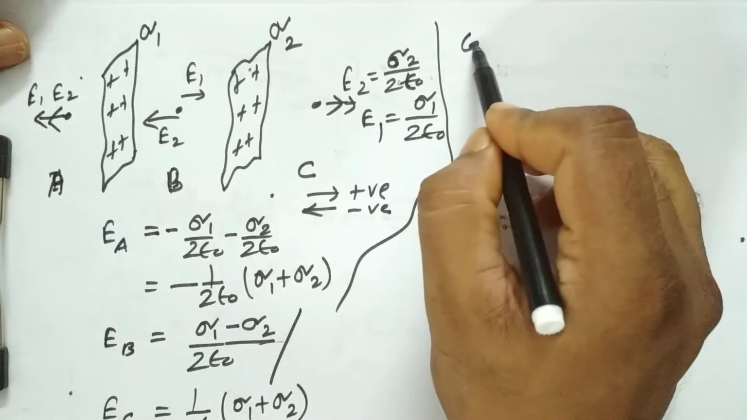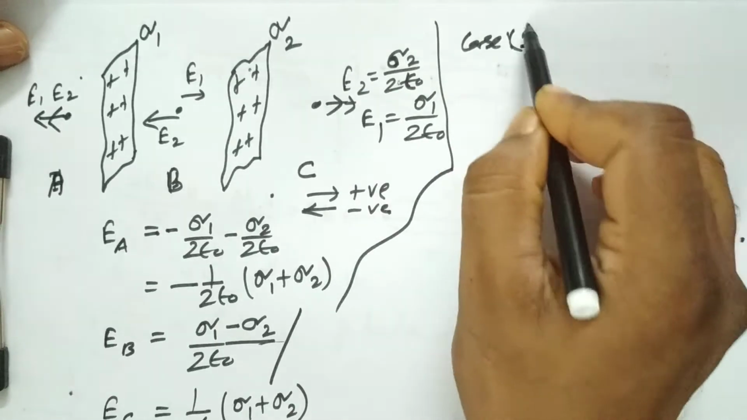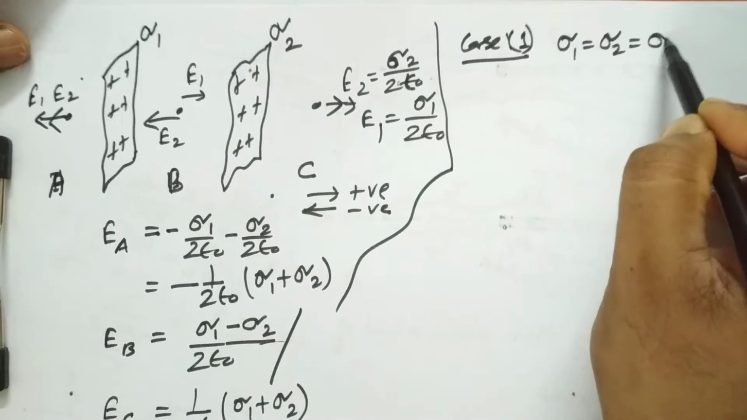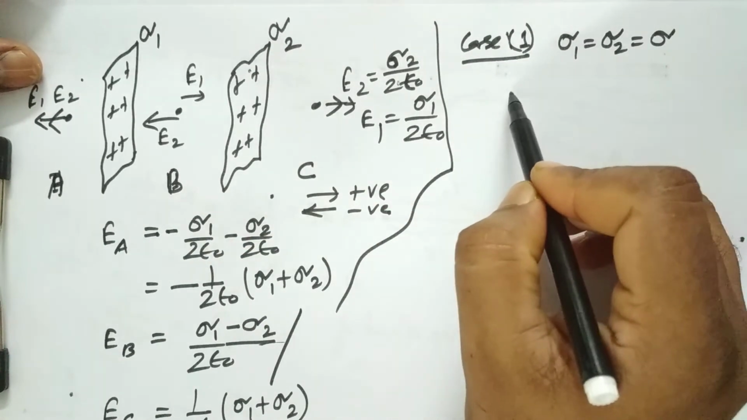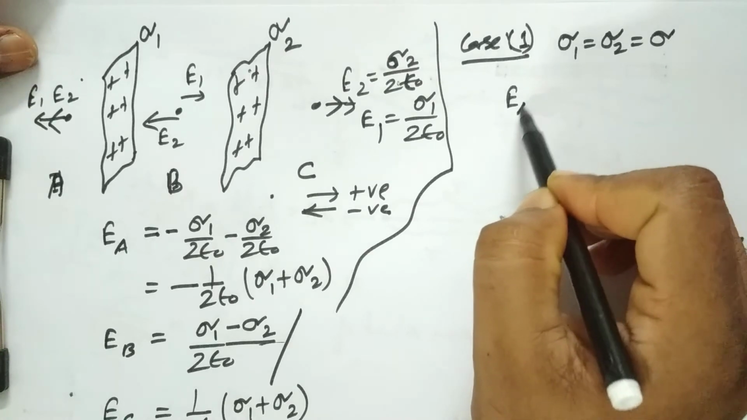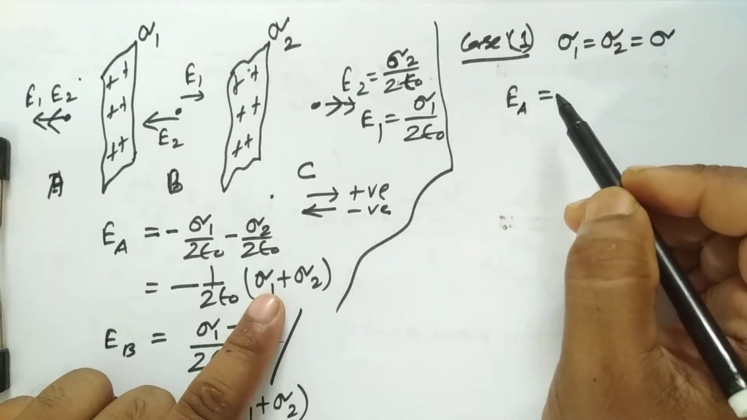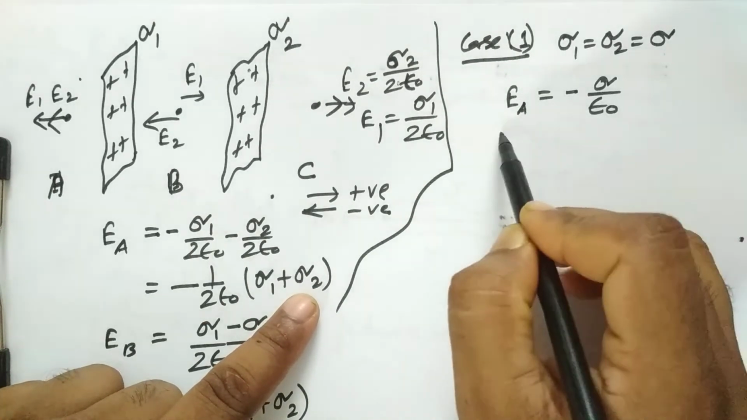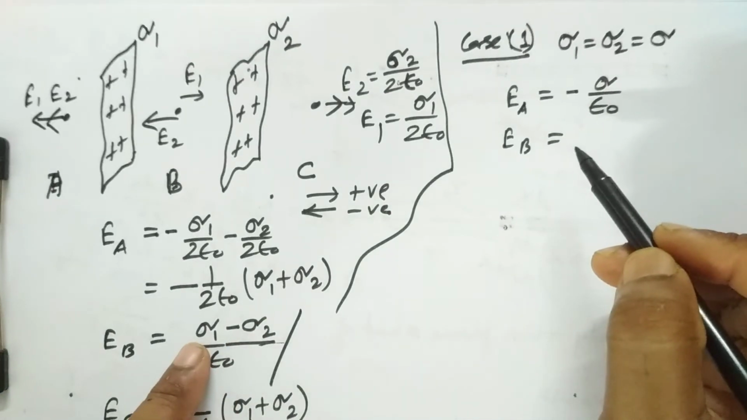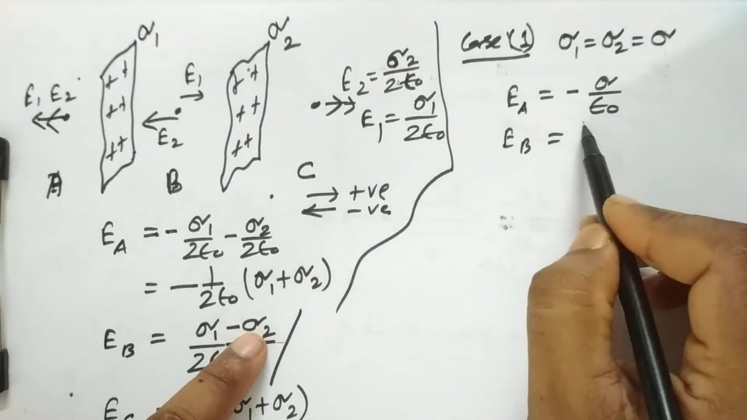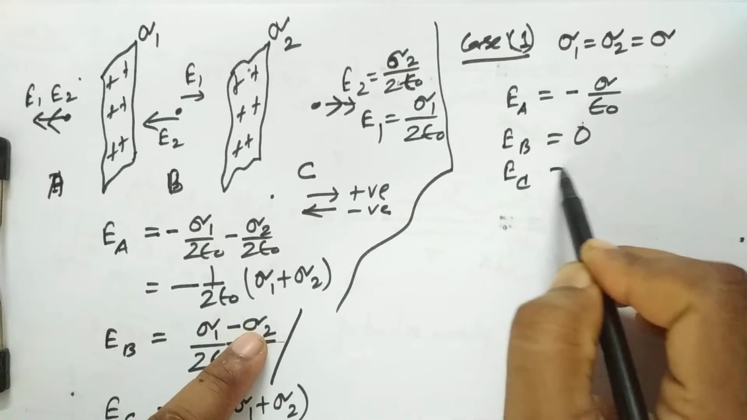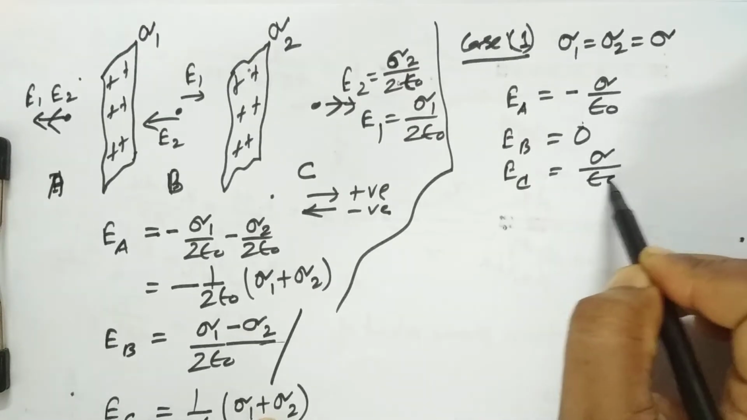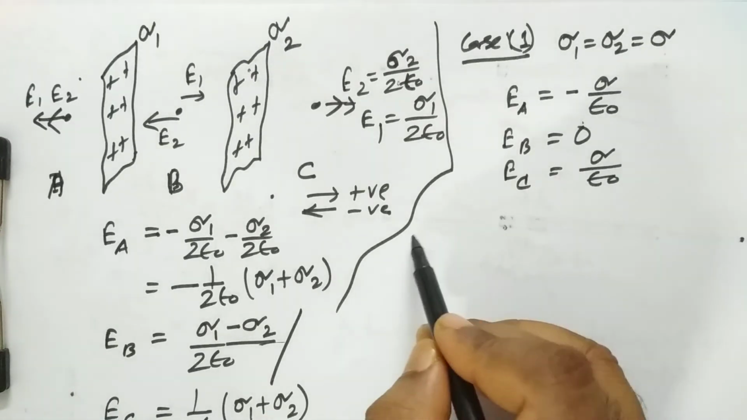So now let me quickly revise a few different situations. Case 1: sigma 1 is equal to sigma 2 is equal to sigma. Then what will happen? Electric field in region A, sigma 1, sigma 2, what are? Sigma. This will become minus sigma by epsilon naught. Electric field in region B, sigma 1 minus sigma 2, that is sigma minus sigma, 0. Electric field in region C, sigma 1 plus sigma 2, that is 2 sigma, so sigma by epsilon naught. This is the first situation.